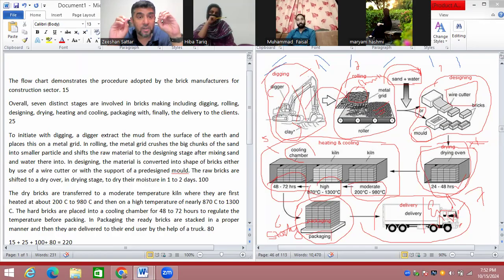But in explanation, always remember to connect one stage with the second stage and do not avoid the condition words. For example, in the drying oven, moisture is a very appropriate word that we need to use. Heating and cooling chamber, hard bricks would be a very appropriate word. In the designing stage, raw bricks would be a very appropriate word. In the rolling stage, big chunks would be a very appropriate word. In digging, extraction would be a very appropriate word. In packaging, stacking would be a very appropriate word. Kindly consider the certain condition words which we require to use in a specific condition. We should use that to show the examiner that we have a strong lexical resource here.